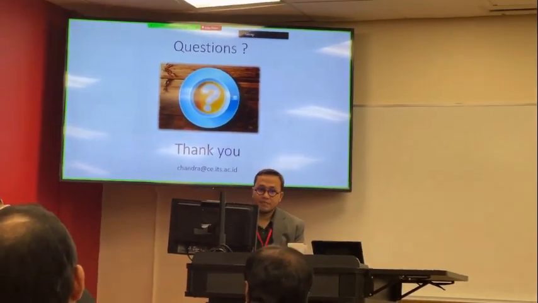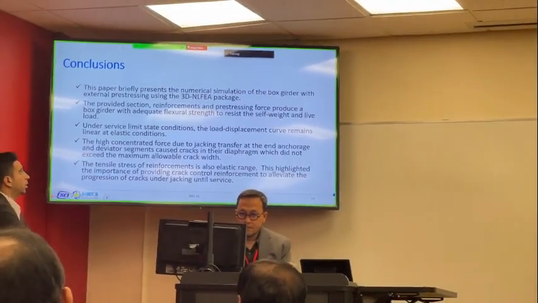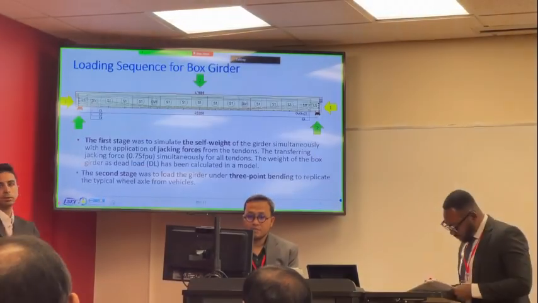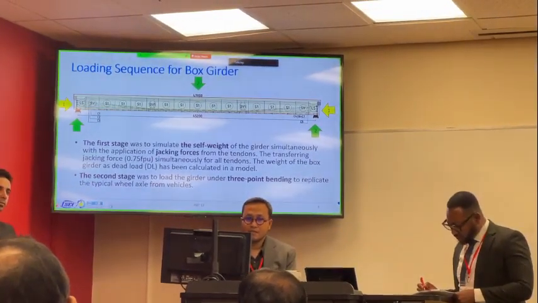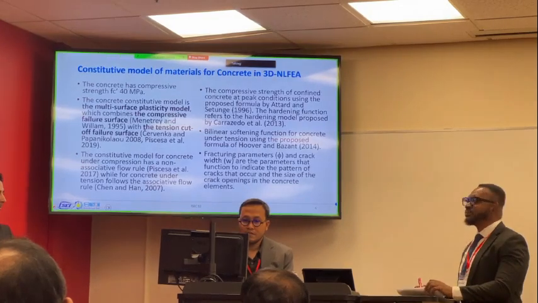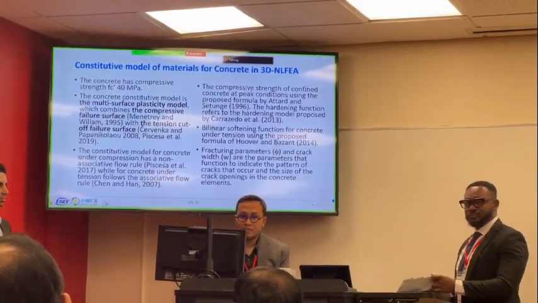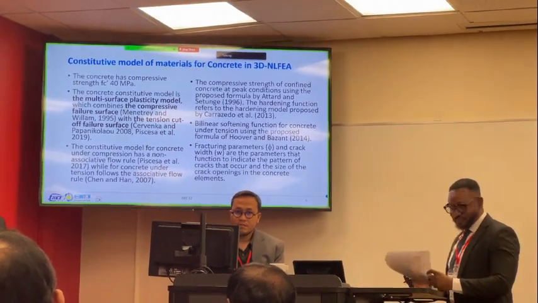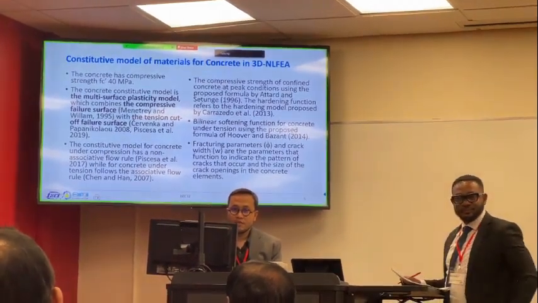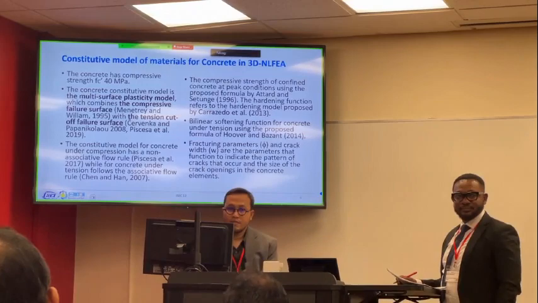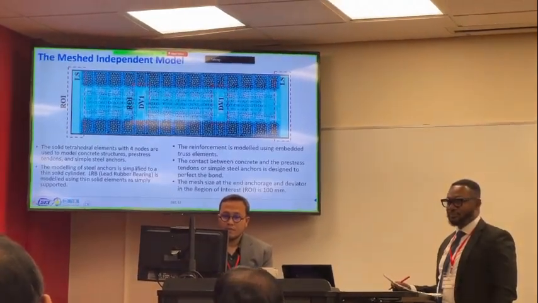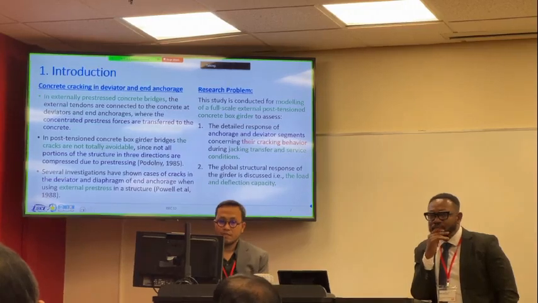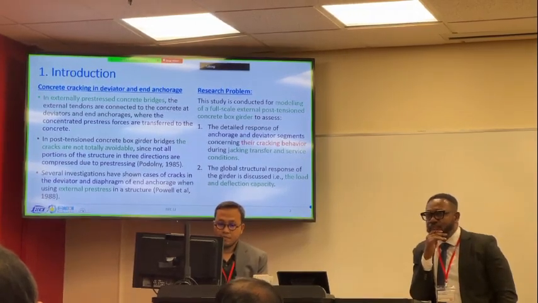I noticed the compressive strength that you used was 40 MPa, which is very low compared to the recommended PCI. It should be between 50 to 60 MPa for prestressed concrete. Number two, the strands: the yield strength I noticed was about 1500 MPa, right? It should be 270,000 PSI, which is about 1862 MPa. Can you explain this difference?